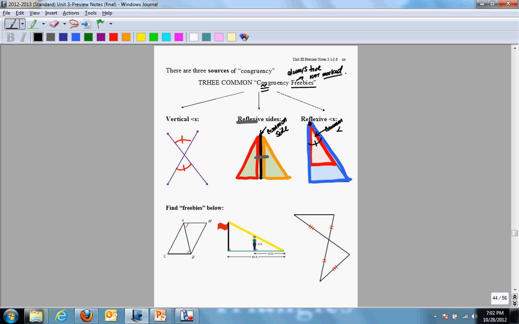So let's take a look and mark the freebies below. Here, in this freebie, we have a common side. That's a reflexive side. Here we have this triangle, and we have this overlapping triangle congruent, so here would be a reflexive angle, so hatch mark. Reflexive side, reflexive angle, and here would be a pair of vertical angles. So again, those are all congruent, but they may or may not be marked, so you have to be able to spot them.